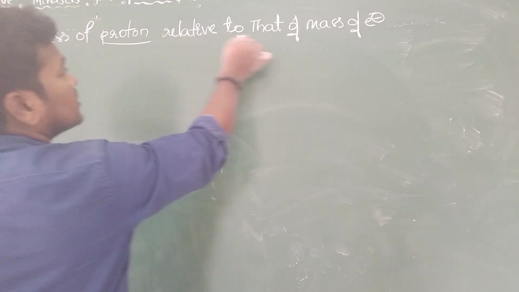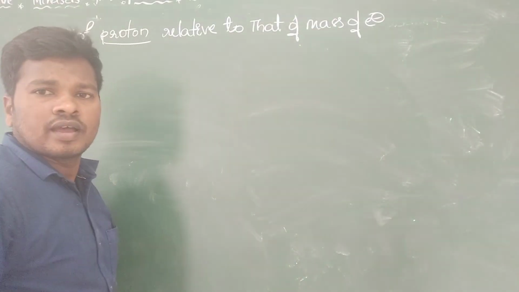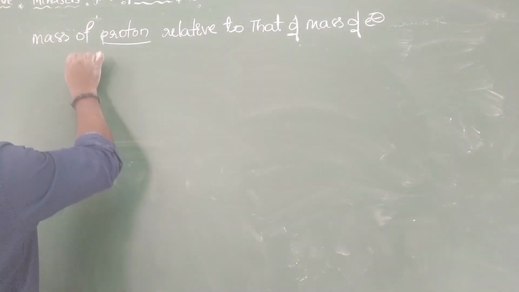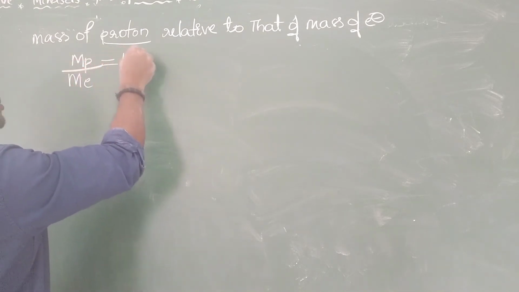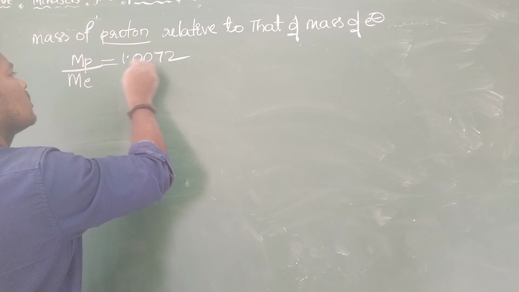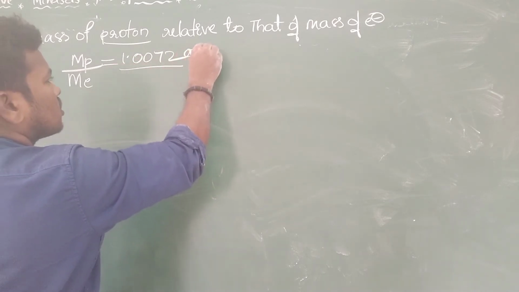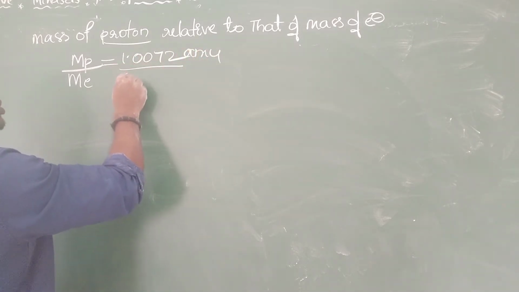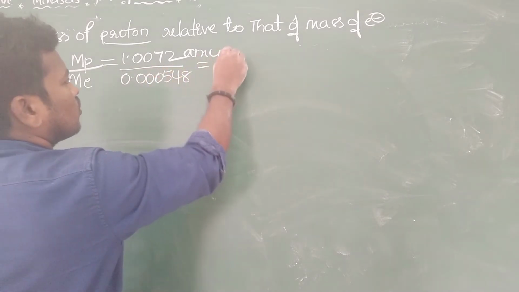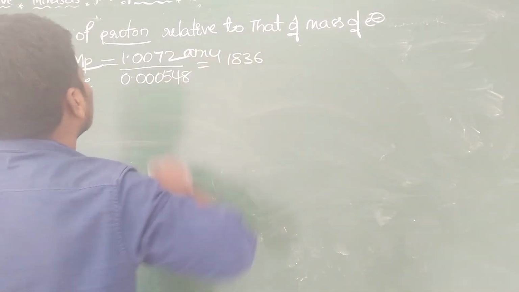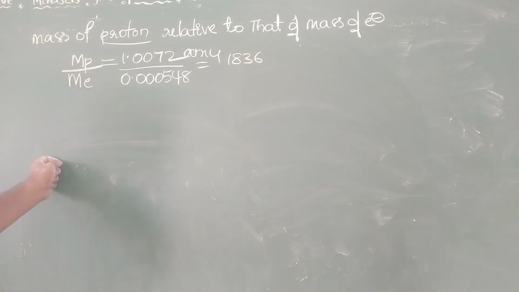Mass of the proton is related to the mass of the electron. Mass of proton is 1.00728 AMU. Mass of electron in AMU is 0.000548 AMU. So the proton is approximately 1836 times heavier than the electron.